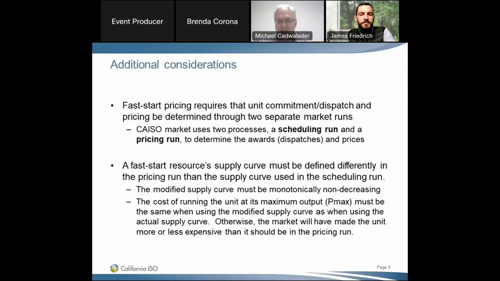At least in my personal experience, which is primarily associated with the implementation of fast start pricing in New York, it has not actually been a significant problem, with the pricing and the physical dispatches being completely out of whack with each other. That hasn't really been something that we've seen. I was curious about this.